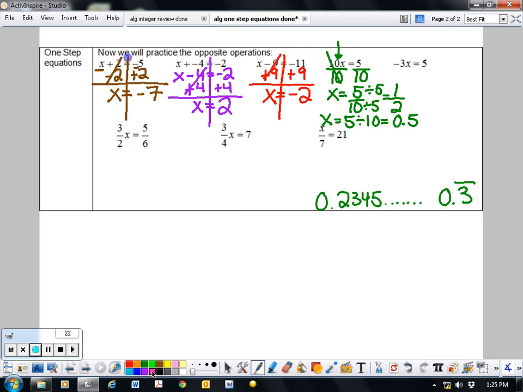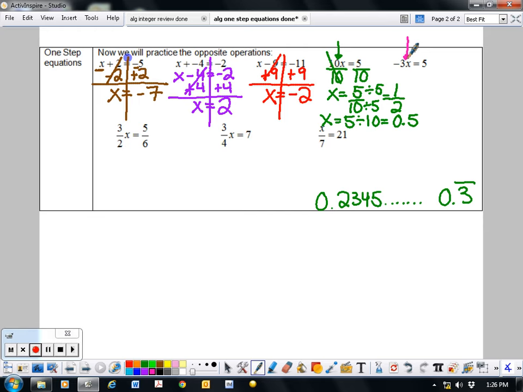And you will find that not all your answers will end up pretty. You'll end up with fractions, you'll end up with decimals, and that's okay. So now we're going to look at our next one. So again, we've got this side-by-side issue. This is not an x minus 3. This is not a negative 3 plus x.